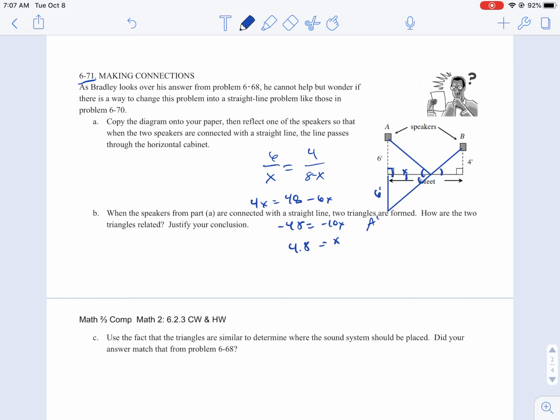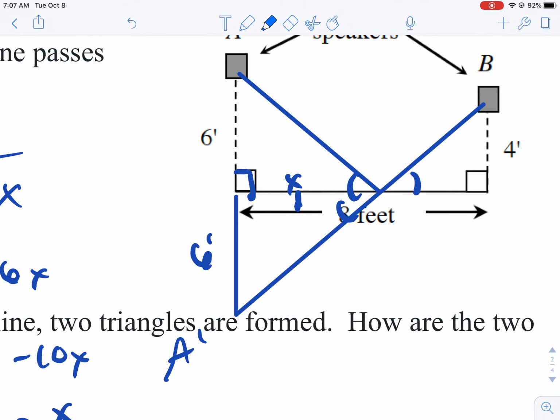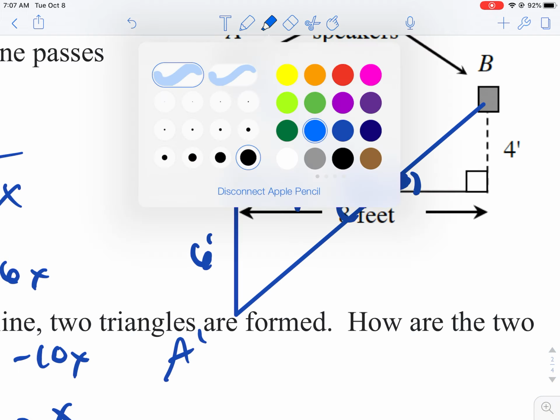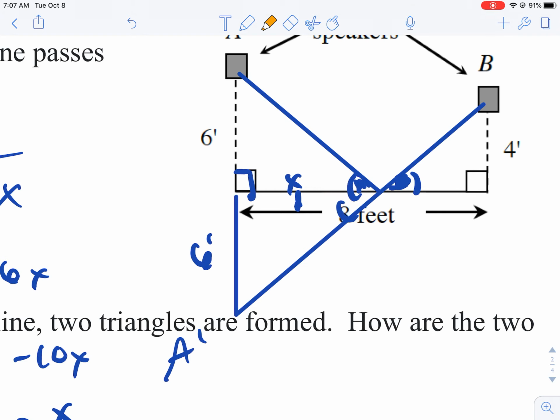When these speakers are connected with a straight line, two triangles are formed. How are these two triangles related? They're congruent because of angle, side, angle. I may have gone through this pretty quickly, but we know that when something bounces off a wall, these angles are congruent, and then these two angles are vertical angles, so that's how we know they're congruent.